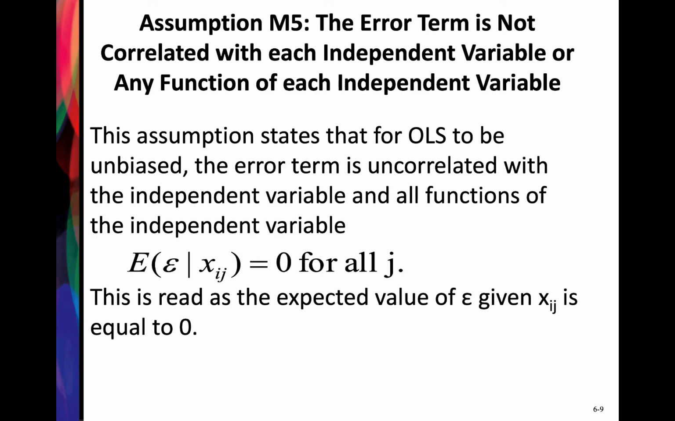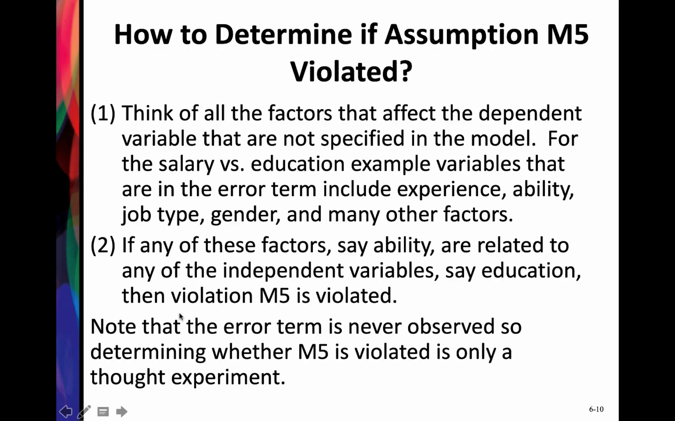Our last assumption for our OLS estimates to be unbiased: the error term is not correlated with each independent variable or any function of each independent variable. This is what I think of as the zero conditional mean assumption. This is the conditional aspect of it. So the expected value of our error term given each of our x's is equal to 0. So this means that our independent variables are unrelated to our error term, and then also each function of our independent variables is not related to our error term.